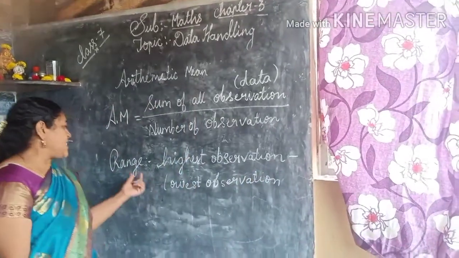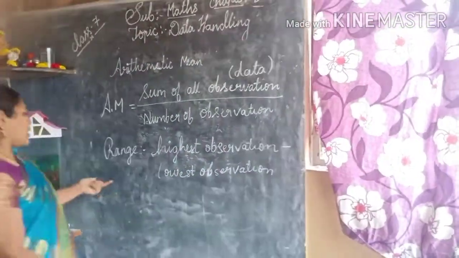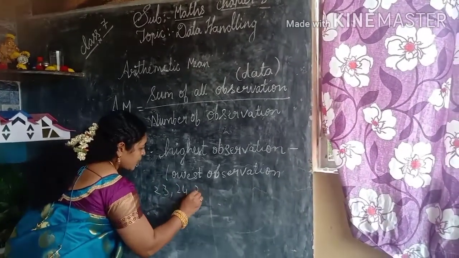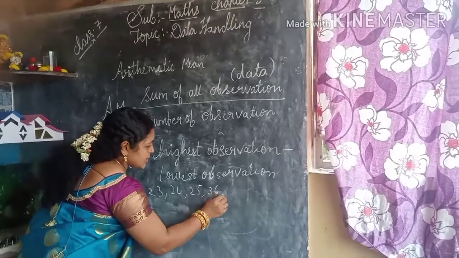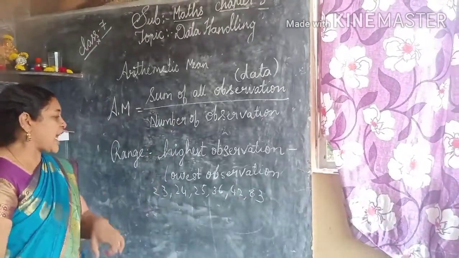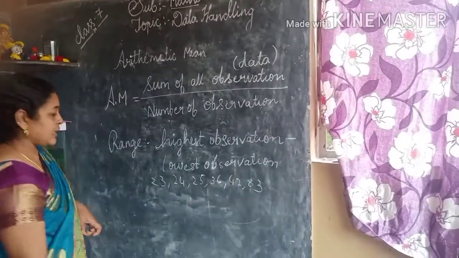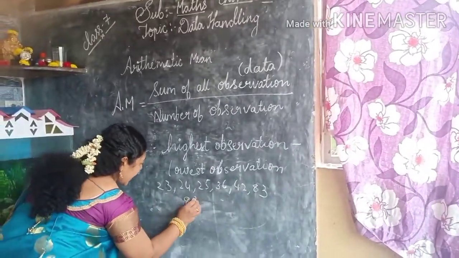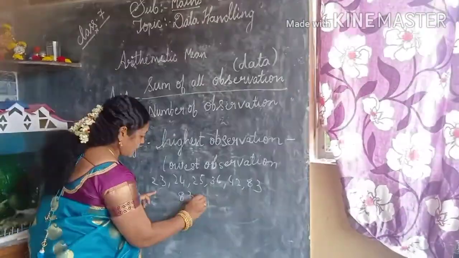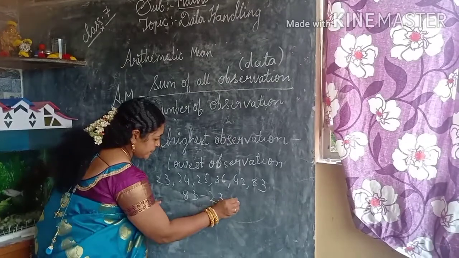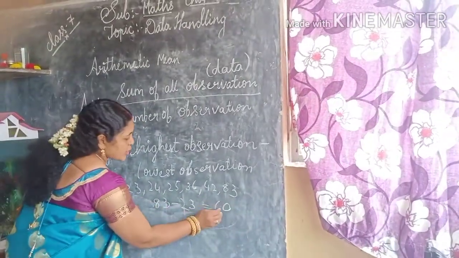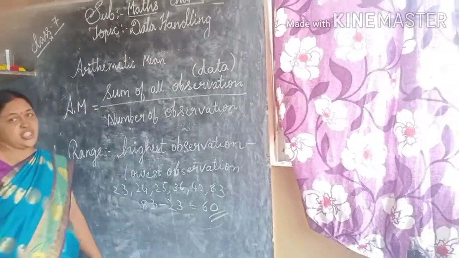And this we call a range. If you take a list of numbers like 23, 24, 25, 36, 42 and 83, among these, which is the highest observation? Here our highest observation is 83. Which is our lowest observation? 23. Now if you subtract, 3 minus 3 is 0, 8 minus 2 is 6. So 60 is our range.